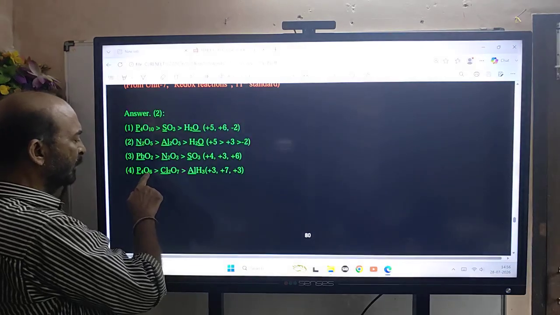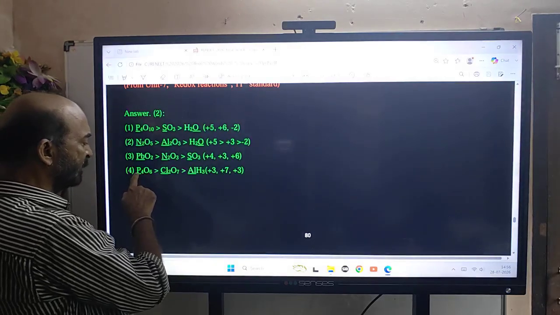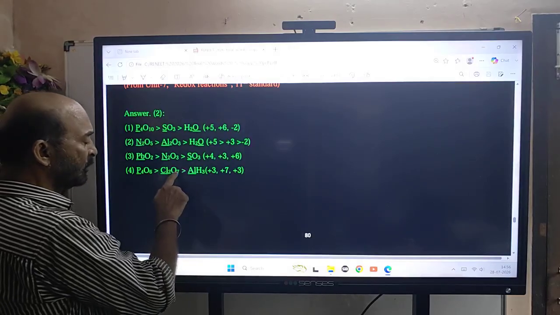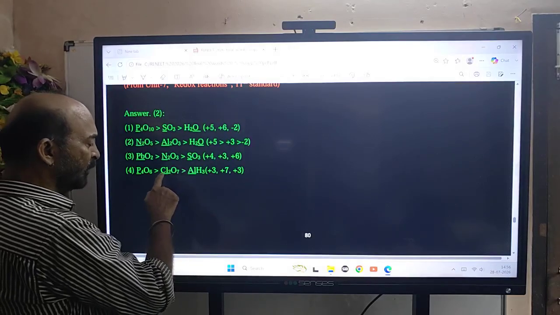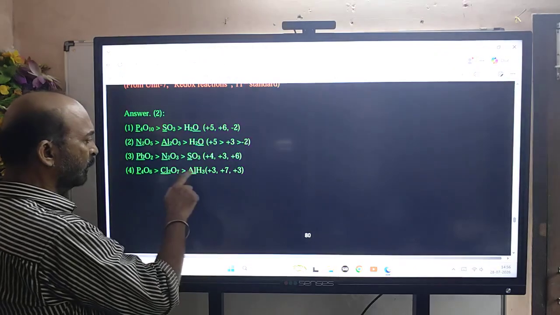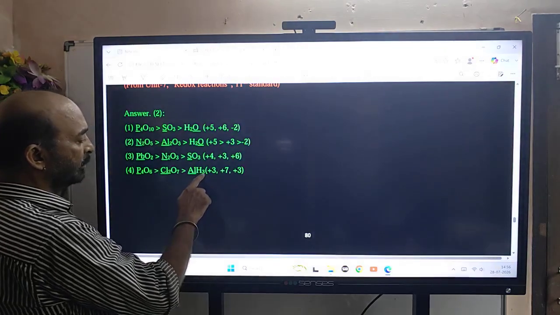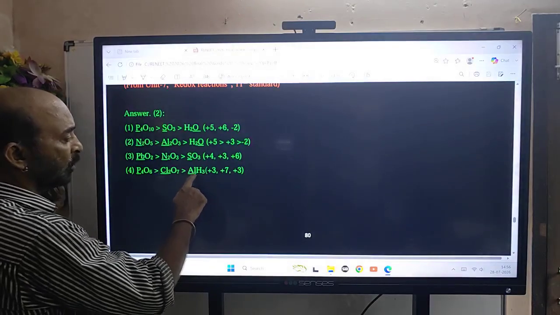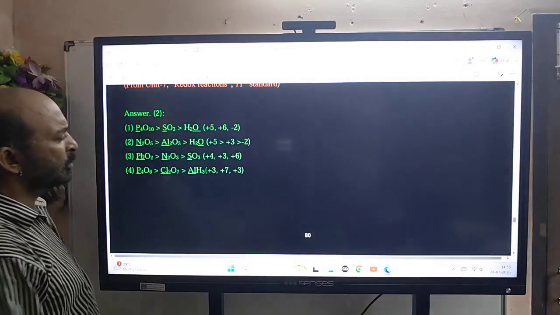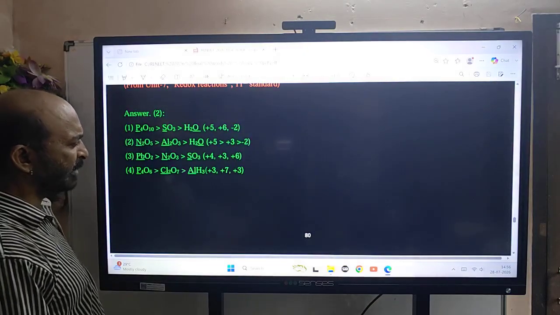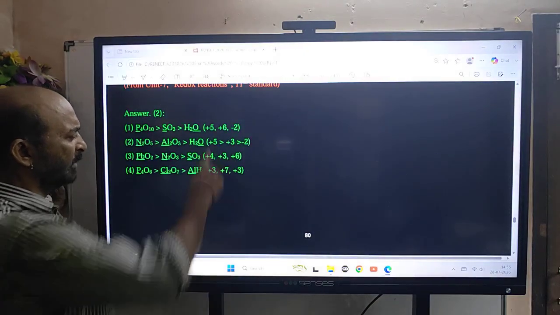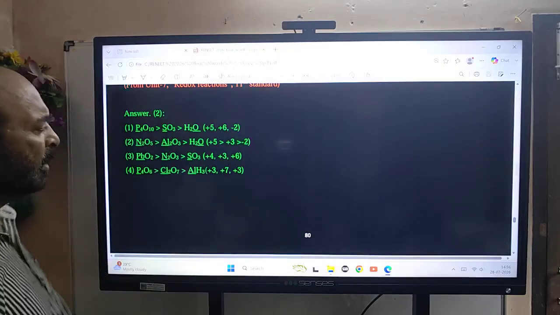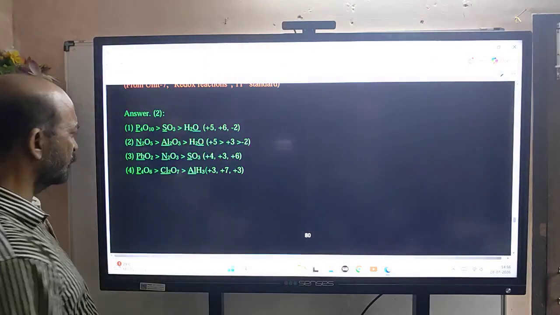P4O6. 12 electrons required, 4 phosphorus atoms are there, so each is plus 3. In Cl2O7, 7 oxygens require 14 electrons, so each chlorine is plus 7. Al2S3, aluminum provides 3 electrons, so aluminum is plus 3. So, which has the correct decreasing order? Only option 2 has the correct decreasing order as plus 5, plus 3, minus 2. So, that's the answer.